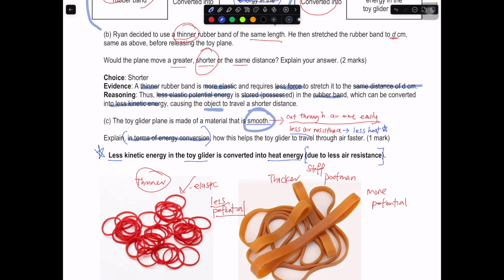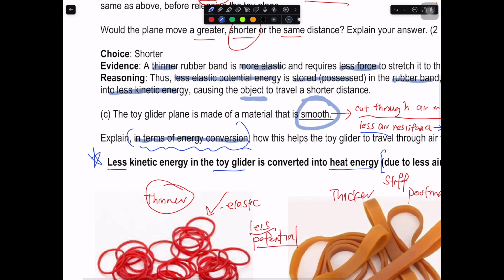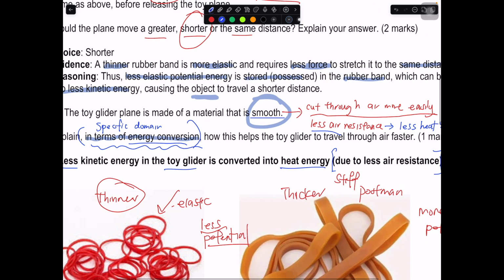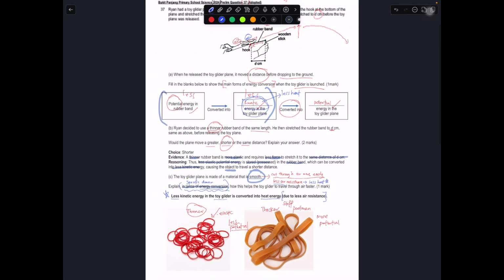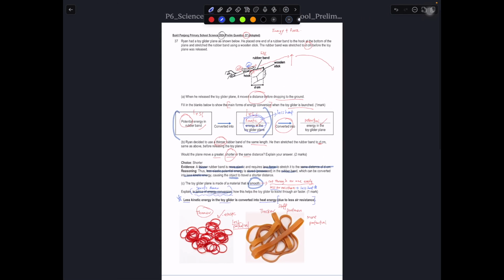Sometimes you will see this kind of term being used in your question. It's what we call domain specific, or rather you have to answer in a specific domain. That means if they ask you to answer in terms of energy, you have to answer in terms of energy and not use forces. So this part will be more or less how you answer this question. So let me put it here.